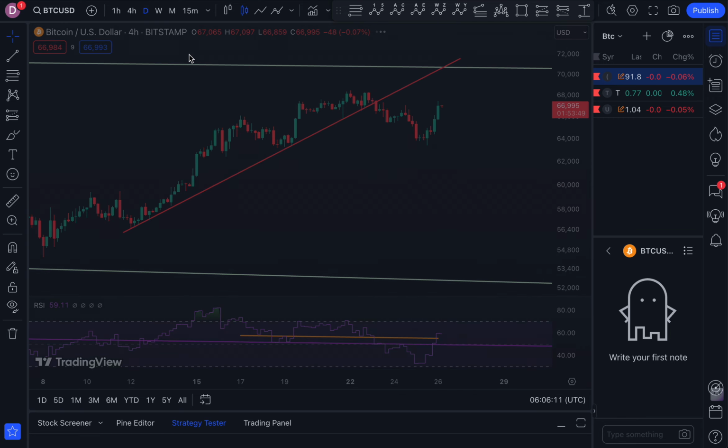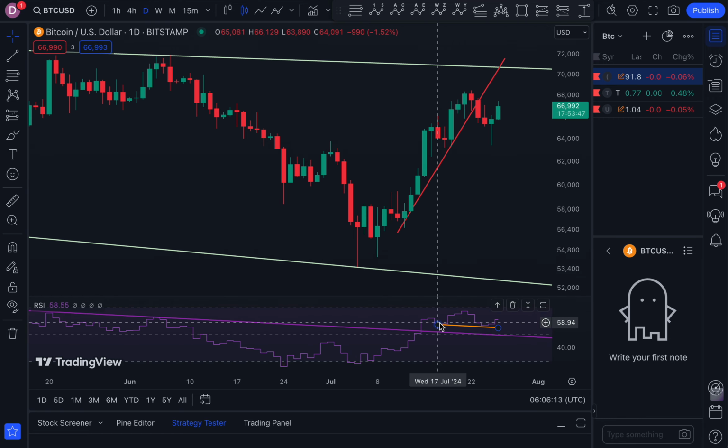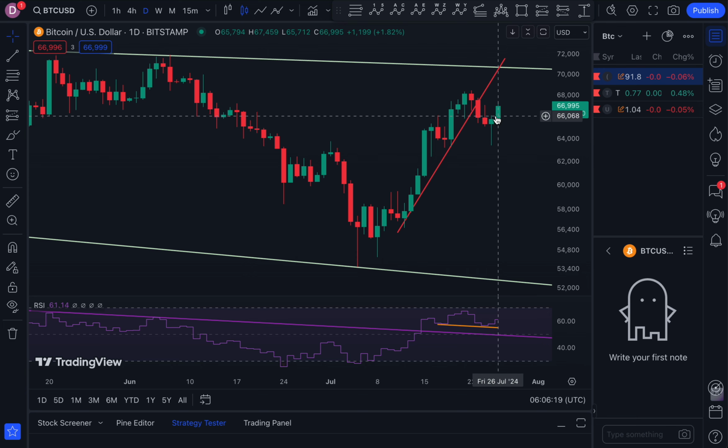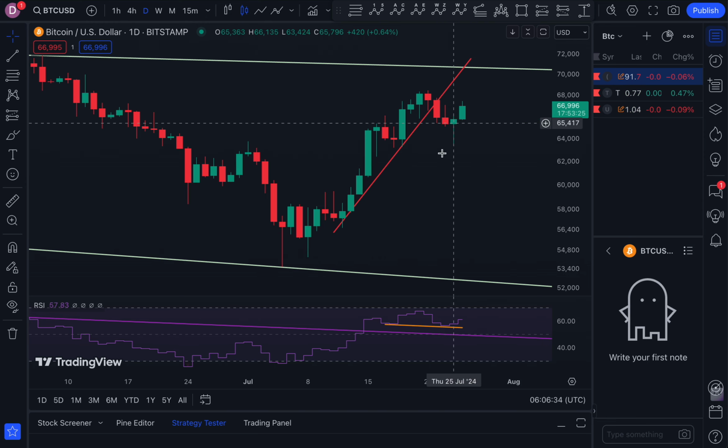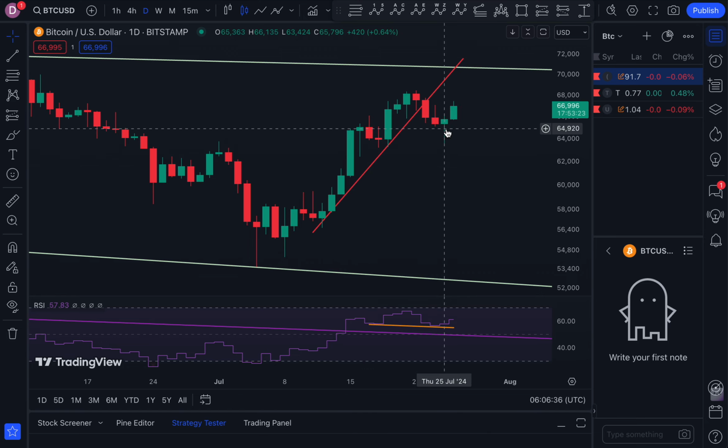First off, let's go to the daily view here, and we have a lower low on the RSI, but a higher low on the chart here with this hammer candlestick, which by the way is a bullish candlestick at the bottom formation. Anyway, we do have a bullish divergence here on the chart where we have a lower low on the RSI, but a higher low on the chart. So this may signal that we may get some bullish momentum continuing to the upside.